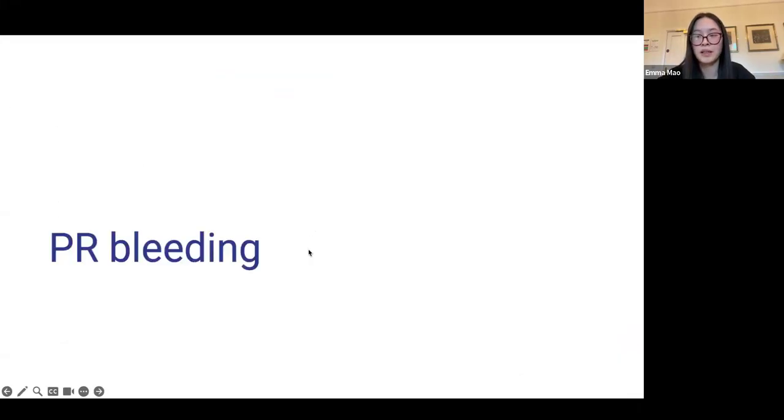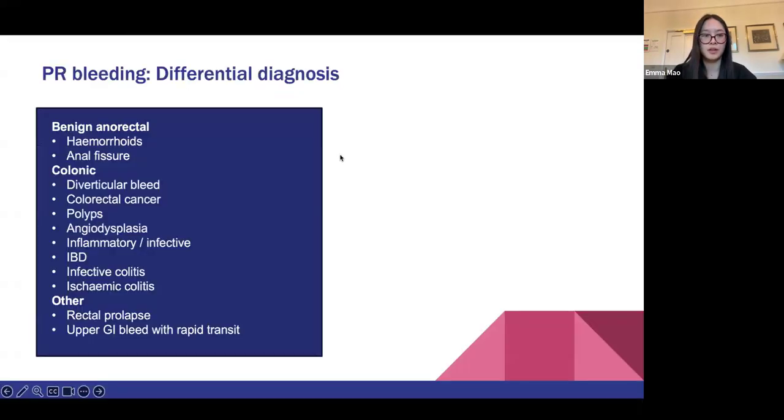Okay, and then PR bleeding. PR bleeding could come from a few places. So it could be right on the outskirts, so it could be benign anorectal, so hemorrhoids and anal fissures. And then it could be coming from inside the colon. So it could be a diverticular bleed, colorectal cancer, polyps, angiodysplasia, inflammatory or infective.